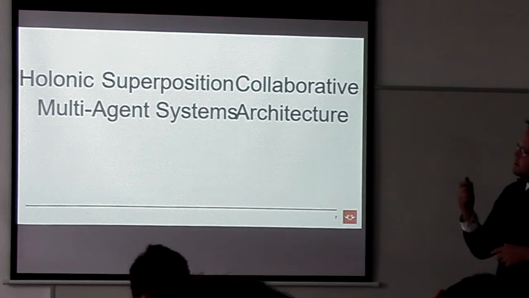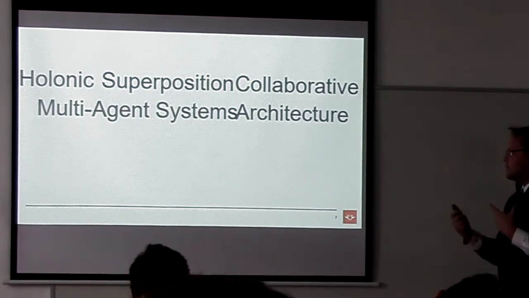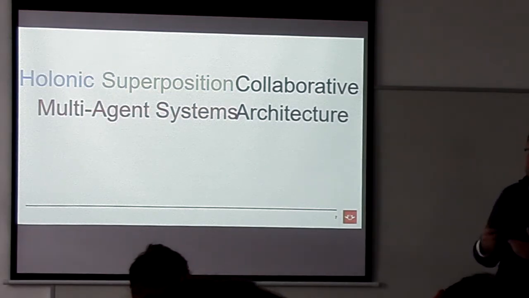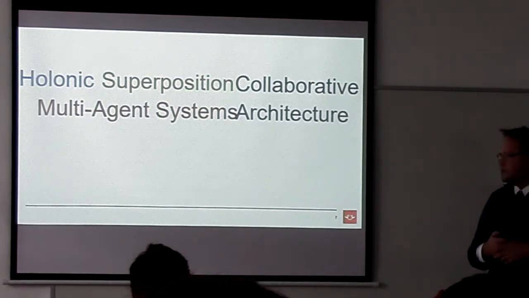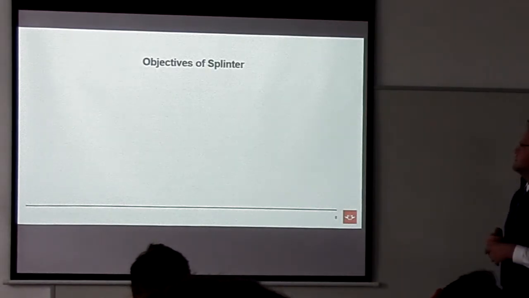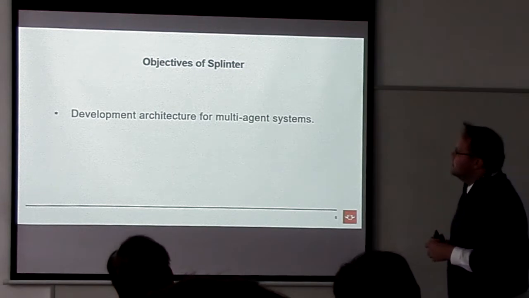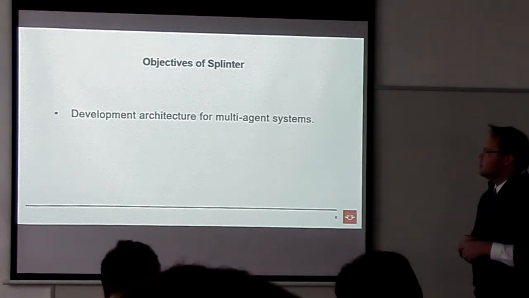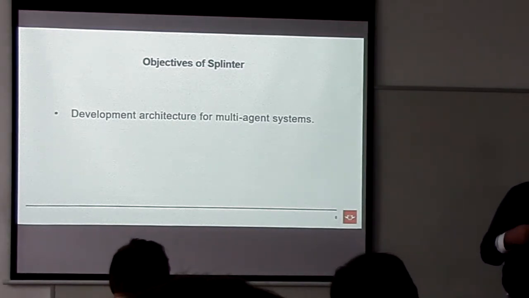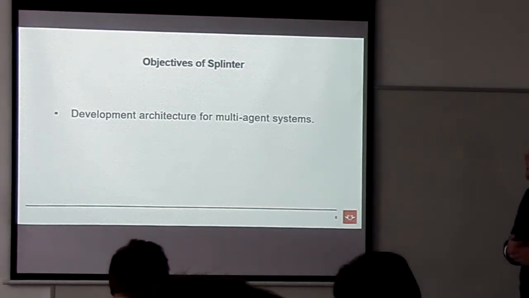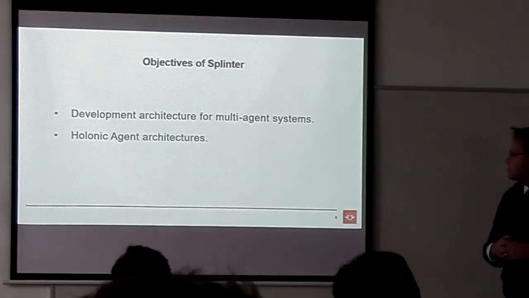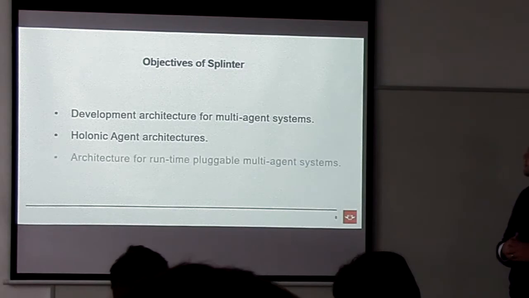So if we take the three terminologies, holonic, superposition, and multi-agent systems, we came up with an architecture called Splinter. So what are the objectives of Splinter? First of all, it's a development architecture and also design pattern to create multi-agent systems. So it's something that we can create multi-agent systems with. It focuses heavily on holonic agent architectures, as we'll see in a few moments.